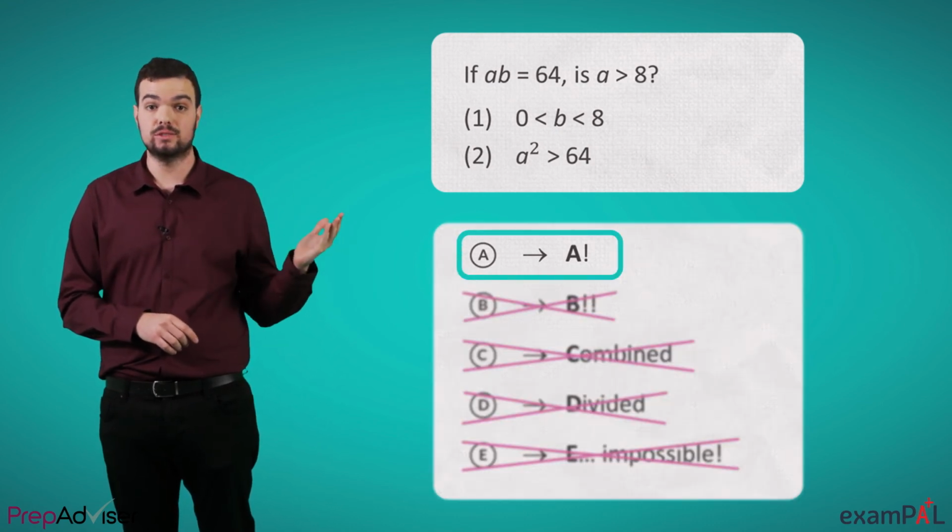A is our answer. These were just 2 examples of some of the tactics we can use in data sufficiency. I hope you got the taste of it.